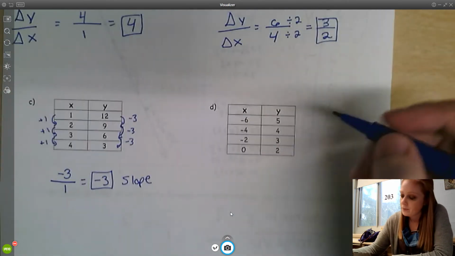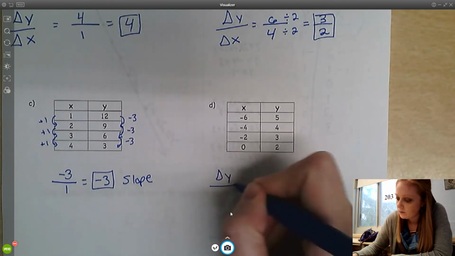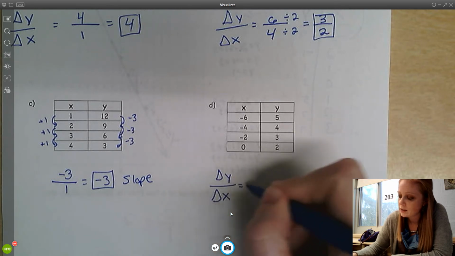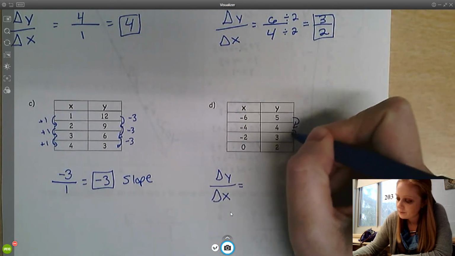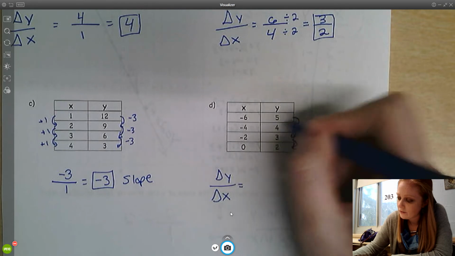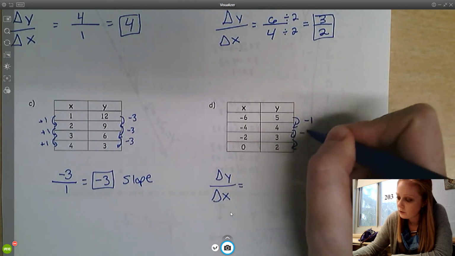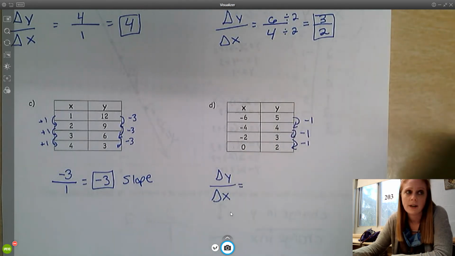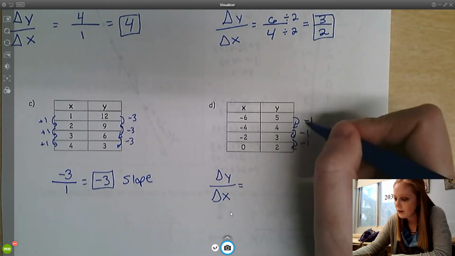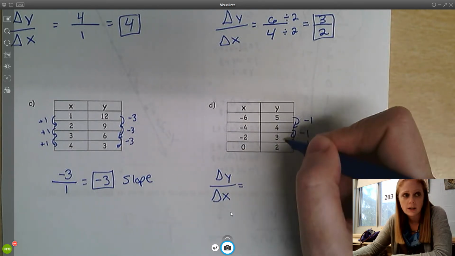Okay, this table, change in y over change in x. The change in y, to get from 5 to 4, we're minusing 1. 4 to 3, minus 1. 3 to 2, we have to minus 1. Double check. 5 minus 1 is 4. Yeah, 4 minus 1 is 3. Okay.